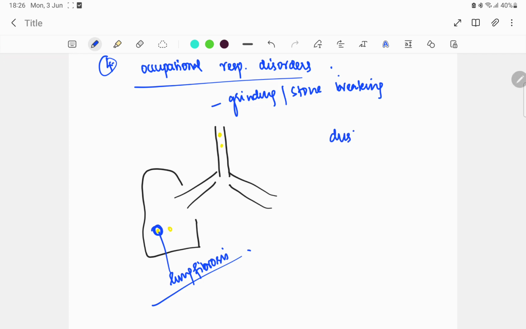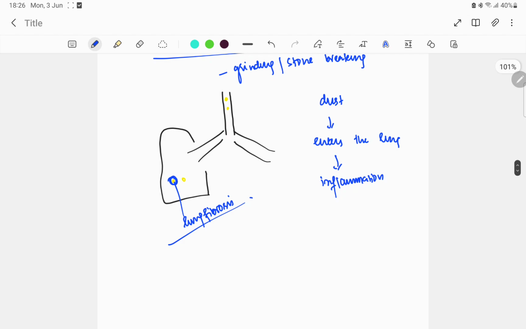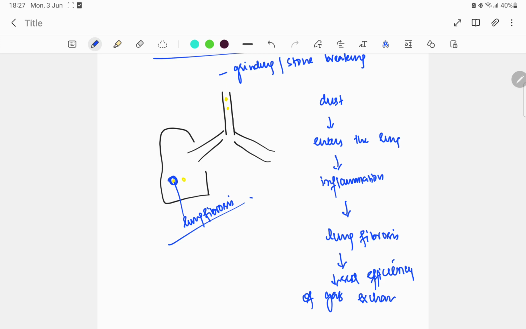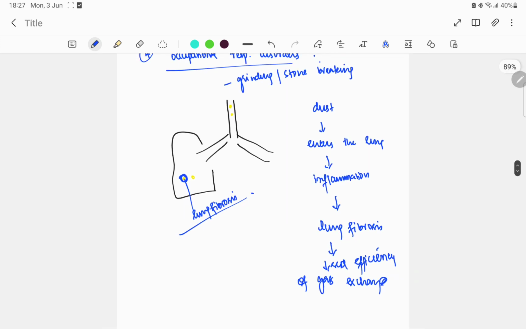Whenever dust enters the lung, first inflammation will happen. Why does inflammation happen? It is because of activation of our immune system. Long-term inflammation results in fibrosis. Fibrosis means that part of the lung will be decreased in size, so it will affect efficient gas exchange. So lung fibrosis or pulmonary fibrosis will happen, resulting in decreased efficiency of gas exchange. This is what happens in occupational respiratory disorders. We can prevent this by wearing a protective mask. Okay, that's all.